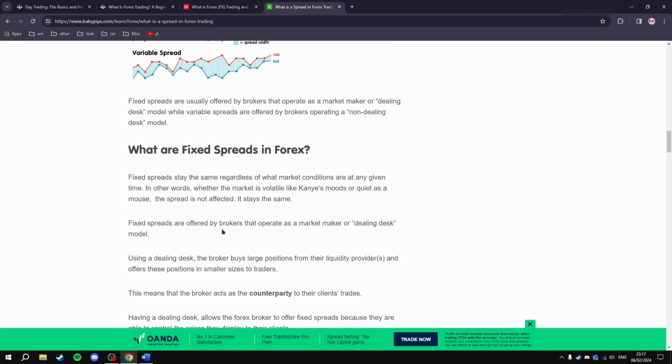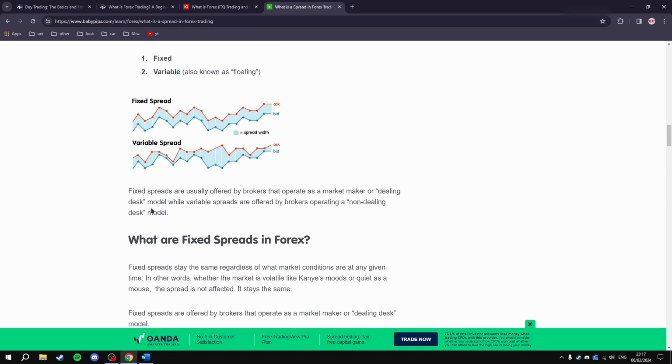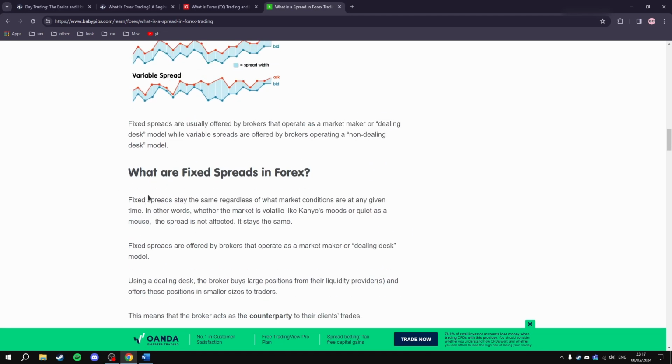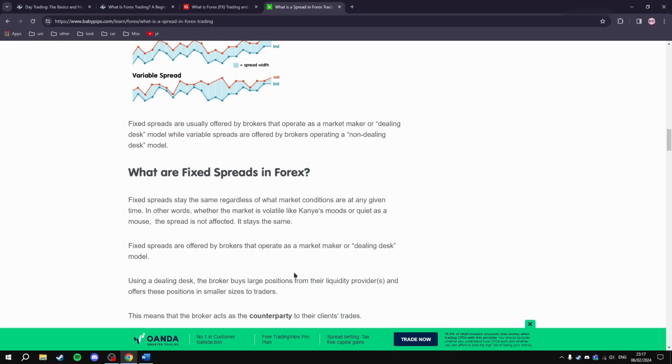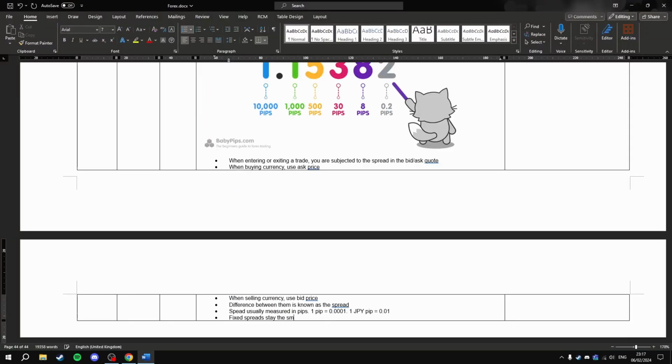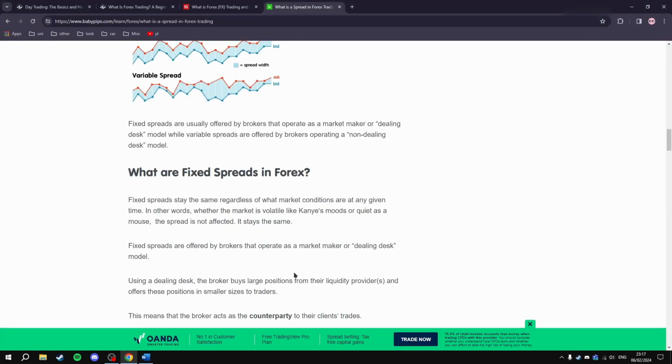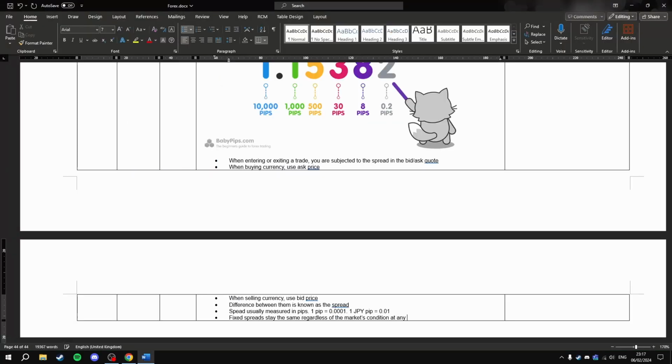What are fixed spreads in Forex? Fixed spreads stay the same regardless of what market conditions are at any given time. In other words, whether the market is volatile like Kanye's moods or quiet as a mouse, the spread is not affected, it stays the same.